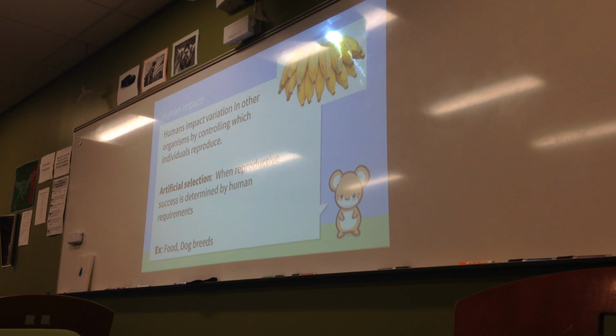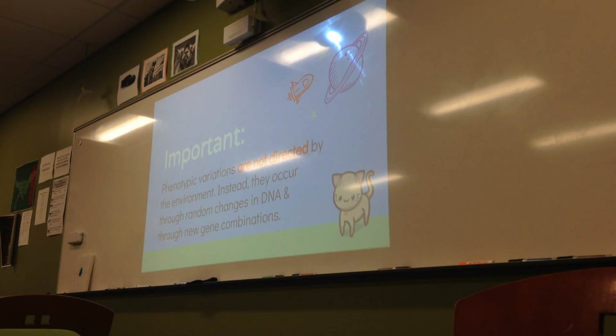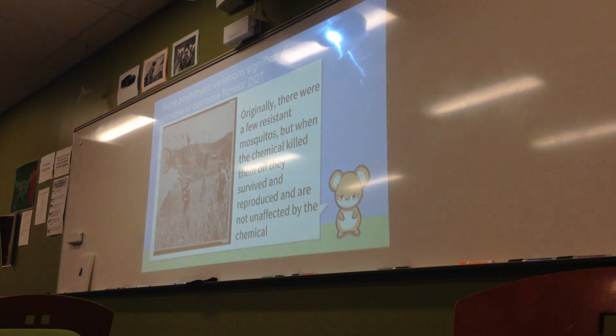Okay, so humans can impact evolution as well. We have artificial selection within dog breeds, within food. Bananas are a good example of that. Things that lead to the loss of genetic diversity: inbreeding, a small population size, no random mating, no migration, so no new individuals coming in or leaving, and a lack of mutations. Phenotypic variations are not directed by the environment, so they occur through random changes in DNA and through new gene combinations.